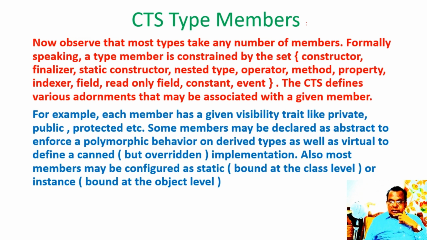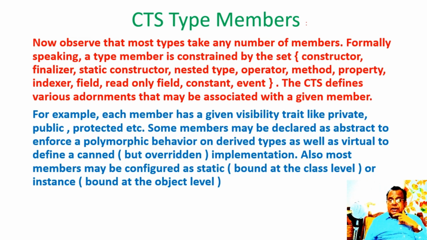Close the curly bracket. So this is the set. The CTS defines various adornments that may be associated with a given member. For example, each member has a given visibility trait like private, public, protected, etc.